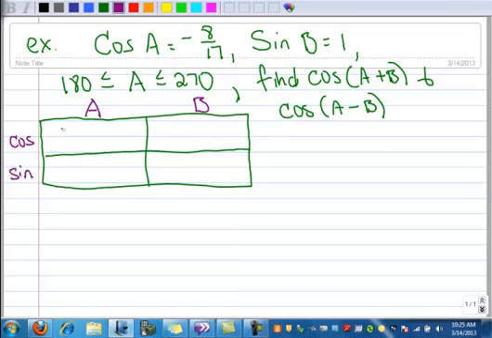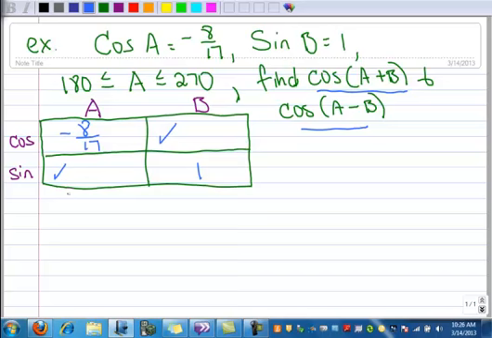And automatically let's fill in the stuff that we know. Well, we know the cosine of angle A, so let's fill that in. That's negative 8 over 17. And we know the sine of angle B, which is 1. And in order to find the cosine of the sum and the cosine of the difference, you're going to need the cosine of angle B, and you're going to need the sine of angle A. So we're going to need all of these things here.